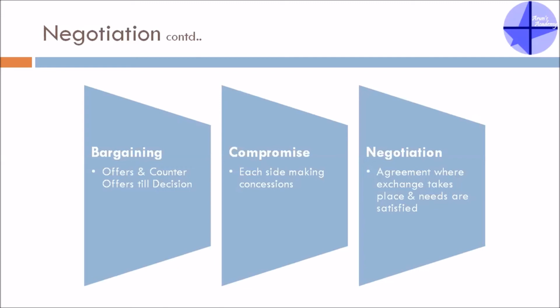Now, let us come to the word negotiation. That's what we are talking about, right? Agreement where exchange takes place and needs are satisfied. Always remember, in negotiation, both the parties are satisfied. If either of the parties is not satisfied, then you just can't call it a negotiation. It becomes probably a compromise or something else. So always keep in mind, in the process of negotiation, both the parties need to be satisfied.